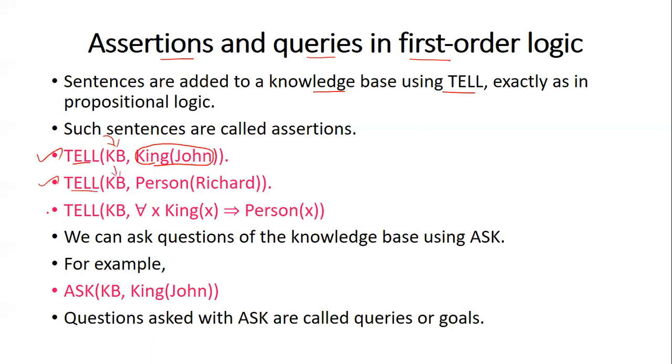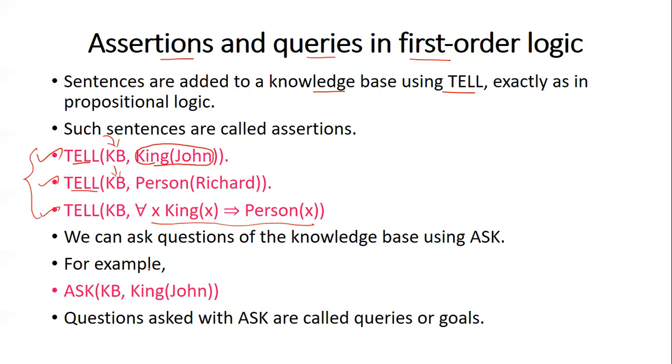And if you want to represent that all kings are persons, that can be represented as tell KB, for all x, king of x implies person of x. This is a generic rule which we are adding to the knowledge base. By this we are informing the knowledge base that if somebody is a king, then he is also a person. So this is for adding facts to the knowledge base.